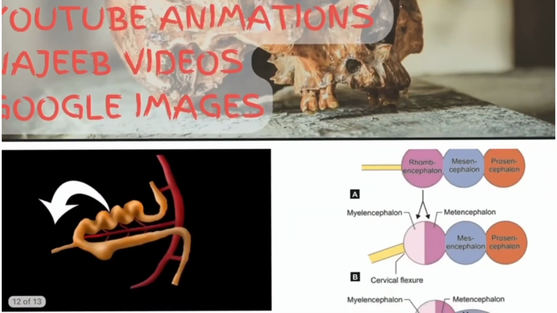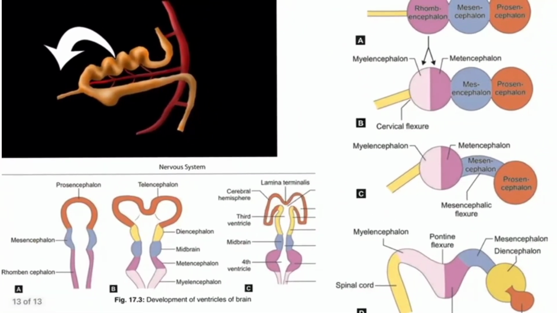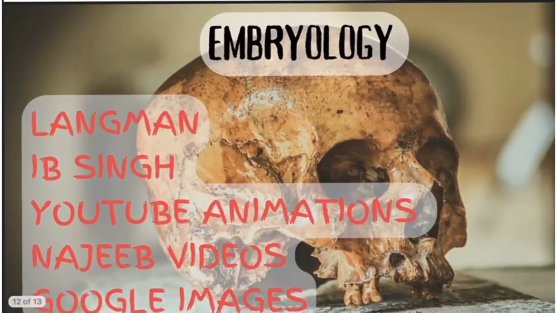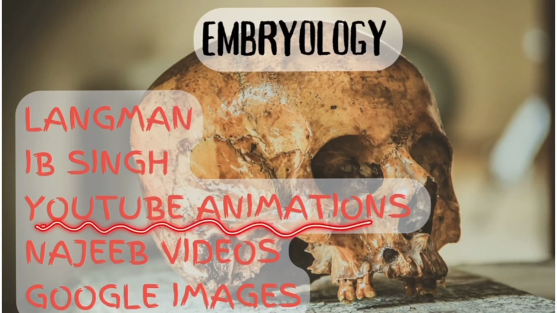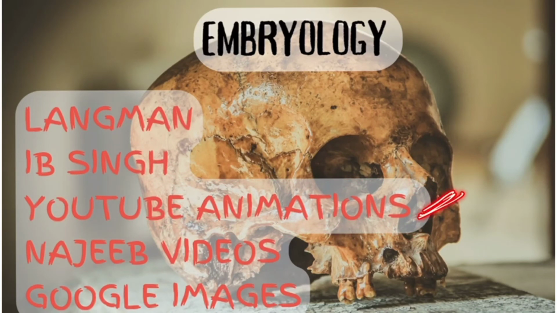And if I show you, these are the pictures from IB Singh. They are average, but the pictures in Langman are excellent, right? And yeah, again you can follow Najeeb's videos, almost 24 to 25 videos, again very good for embryology. For images you can use Google images. And yeah, the thing in embryology is you need to visualize what goes on behind. Like if you're studying the rotation of the foregut or rotation of the midgut, you need to know how the rotation takes place, and for that YouTube animations are the best, right?